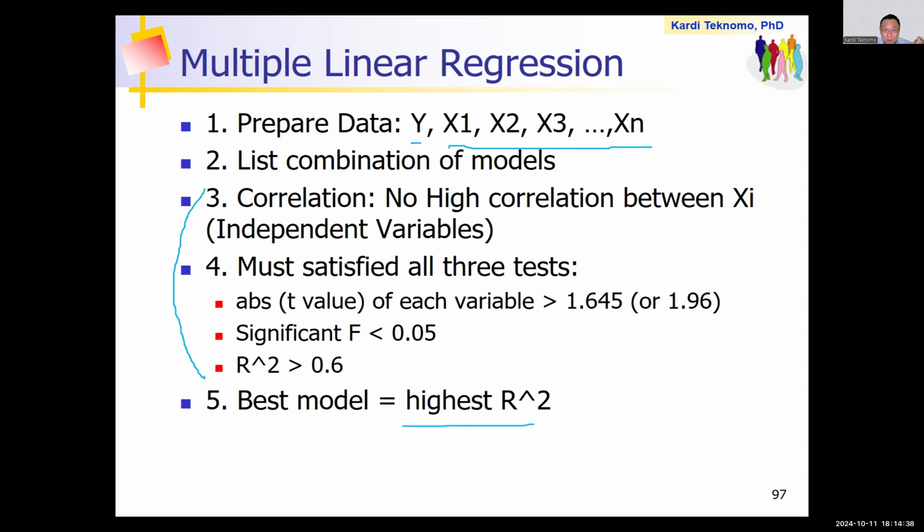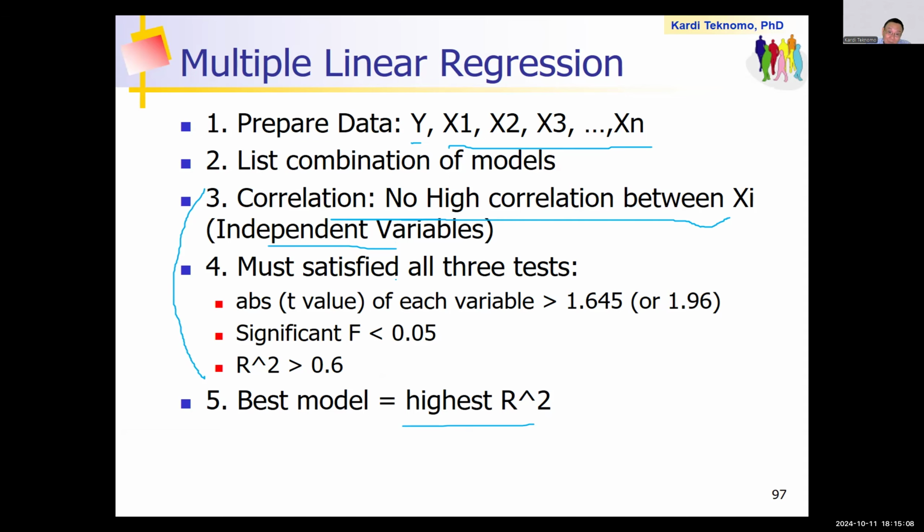Number 1, check the correlation. In Excel, you can do the correlation. Check that there is no high correlation between the X variables. Between the independent variables, you must not have high correlation. Why? Because if they are highly correlated, that means they are actually repeating the same thing.